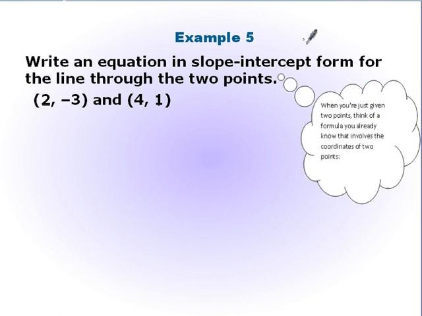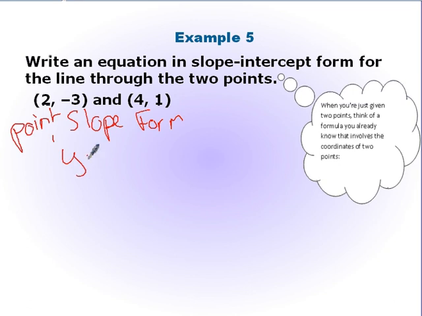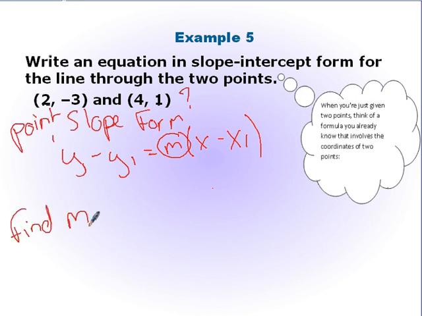Okay, now we're going to write in slope-intercept form a line that goes through these 2 points. Well, remember, first we start in point slope form. That's job number 1. That's y minus y1 equals m times x minus x1. To be able to fill out point slope form, I need to have an m. Do I have an m here? No, I don't, so I need to find m first. Okay, so let's find m.